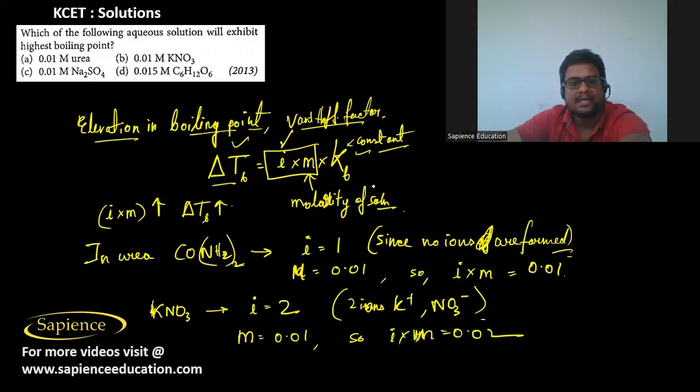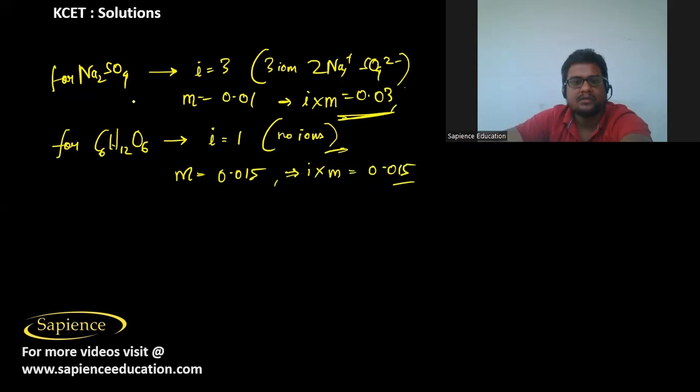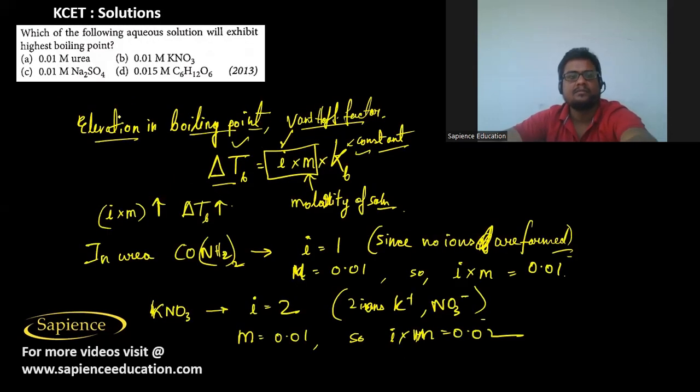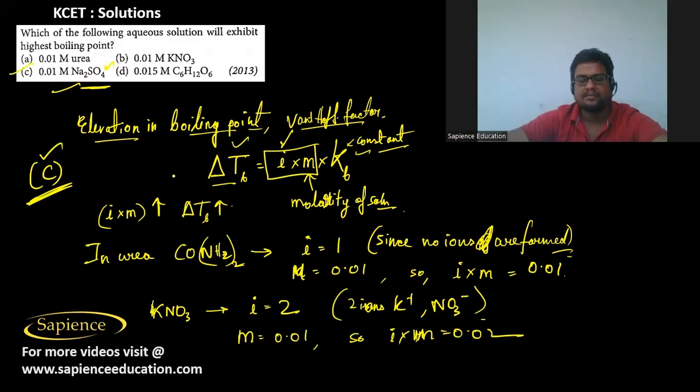So now the highest value of i into M is for Na2SO4 only, for sodium sulfate. So it means sodium sulfate only will show the highest elevation in the boiling point. So the boiling point of the aqueous solution of sodium sulfate will be the highest. So option C is the correct answer.